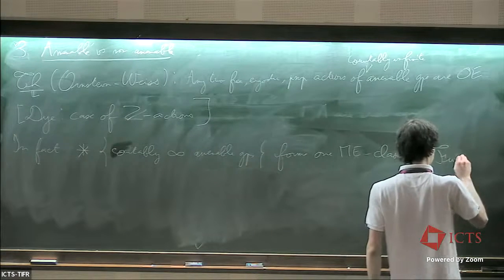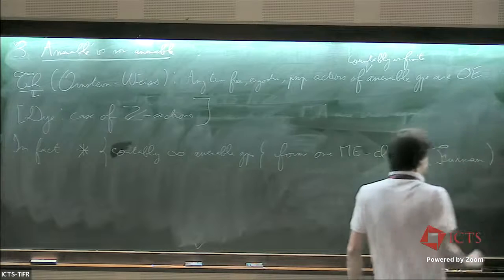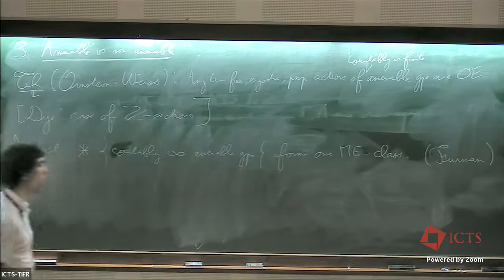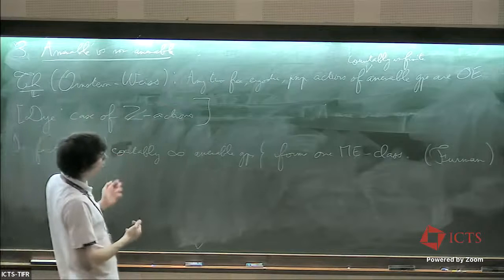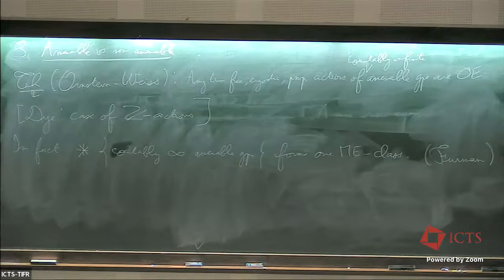This was observed by Furman, using a definition of amenability in terms of unitary representations and proving that from a measure equivalence coupling, if you know something about the unitary representations of gamma, then you can induce that to unitary representations of lambda that have the same kind of properties.